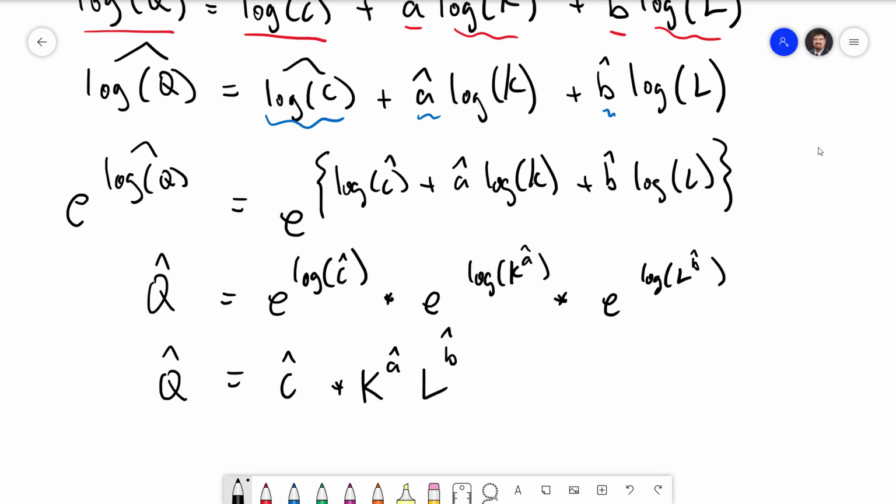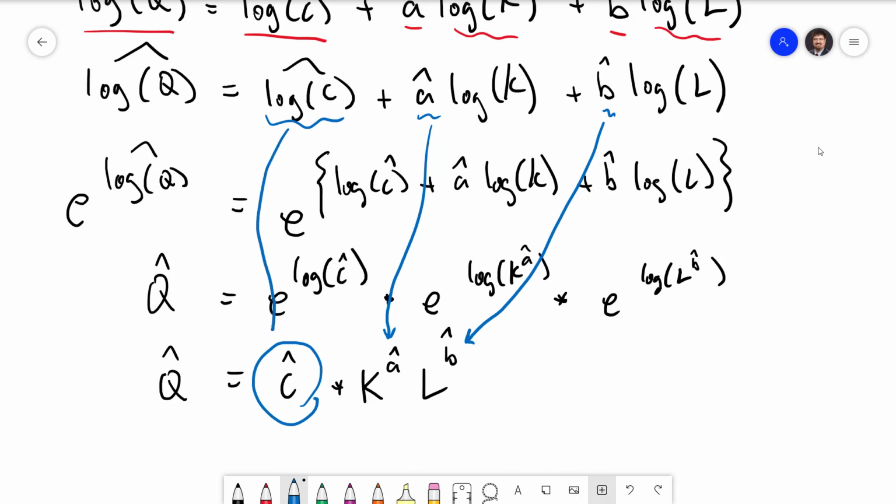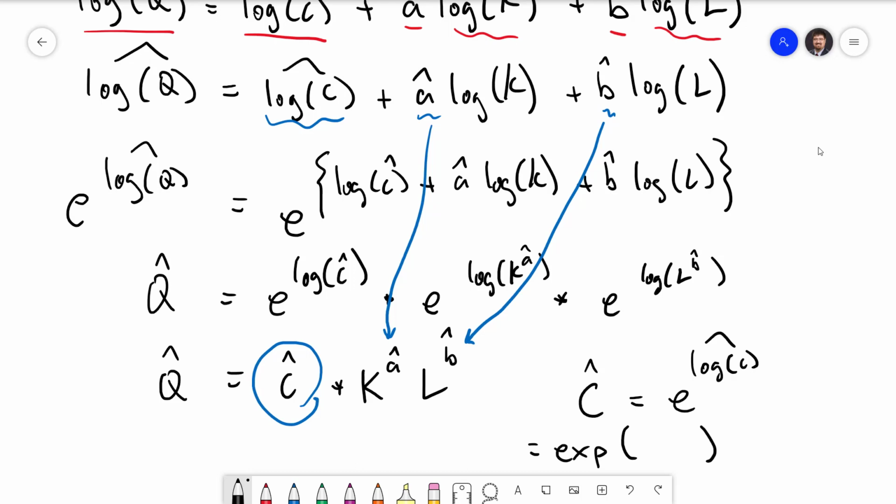So once we know A hat and B hat, which we get straight from the regression, we're just going to plug those things right in here. The only thing that you need to be really careful about is that our productivity term C hat is not the same as log of C hat from the regression. So in Excel, we're going to need to make sure to calculate C hat equals e to the log of C hat. So just take that log of C hat, plug it into the exponential function in Excel, and you'll get your C hat. The exponential function in Excel is equals exp, and then just put your number right in there.